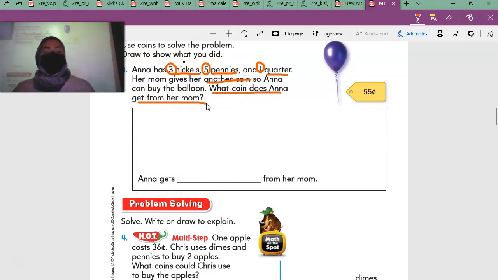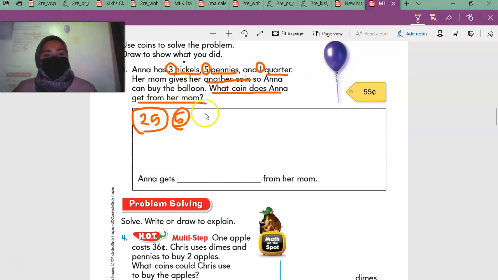So what are we going to do to solve this? We're still going to subtract, aren't we? But first we have to add the coins she has. So remember, I always tell you to put them in order from largest to smallest value. The coin with the largest value here is the what? Quarter. So the first coin you should have drawn was the quarter. If you did not draw the quarter first, I would fix that now. And then we have, what's larger, a nickel or a penny? Nickel. So then you're going to draw the 3 nickels.